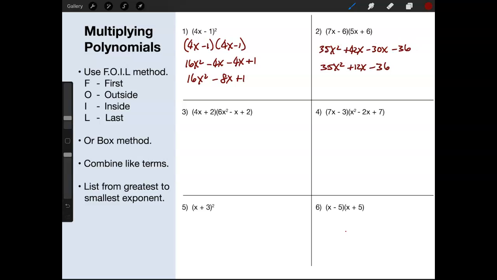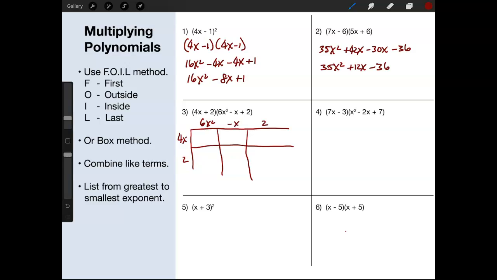Example number 3, we have 4x plus 2 multiplied by 6x squared minus x plus 2. Notice one of these expressions has two terms, one has three. This is where I like to use the box method. It doesn't have to be a fancy box. I draw it like this. And then we list 4x and positive 2 here, and 6x squared, negative x, and 2 over here.